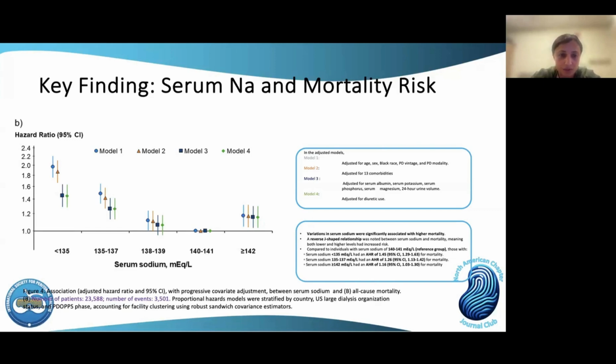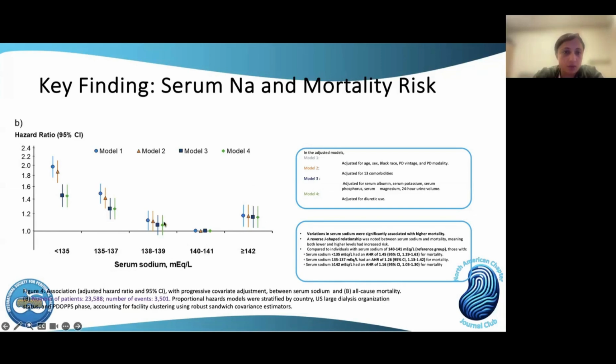Compared to individuals with a sodium level of 140 to 141, if you have a serum sodium level of less than 135, then the hazard ratio is 1.45, confidence interval between 1.29 to 1.63. If the sodium is between 135 to 137, then the hazard ratio is 1.26, confidence interval between 1.13 to 1.42.